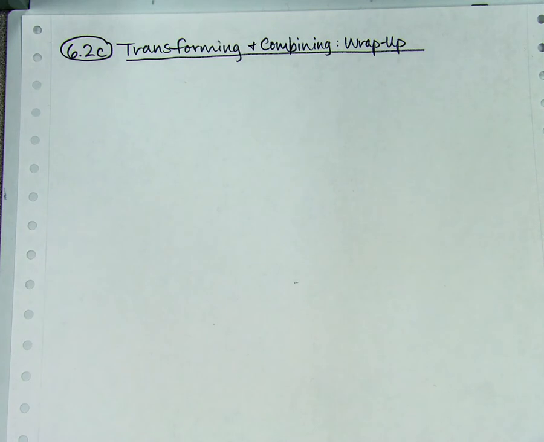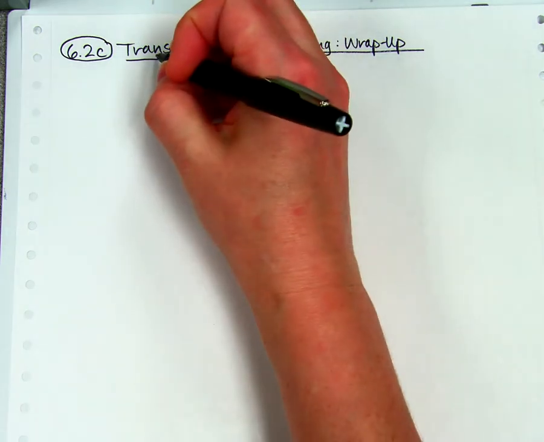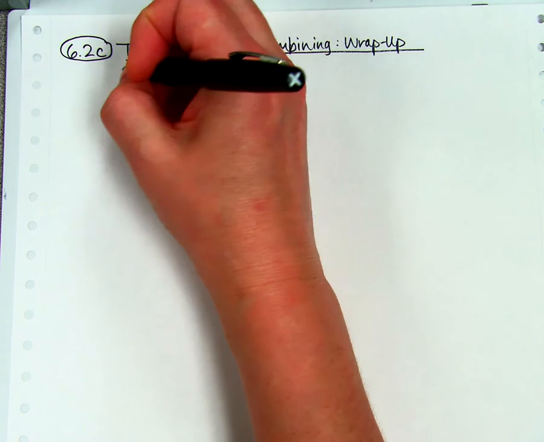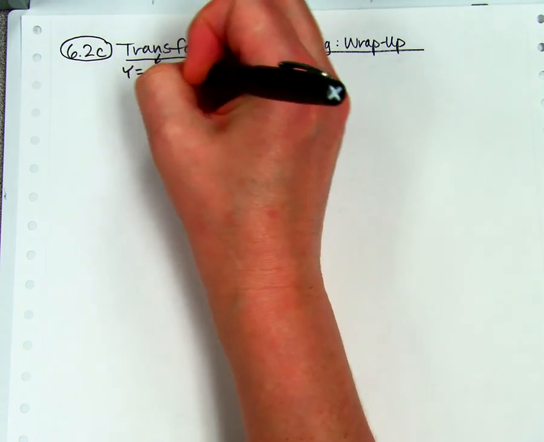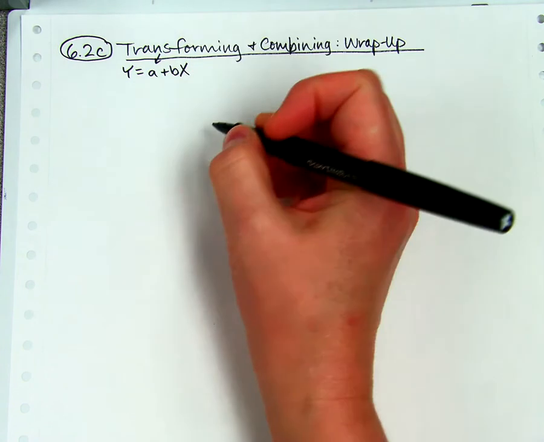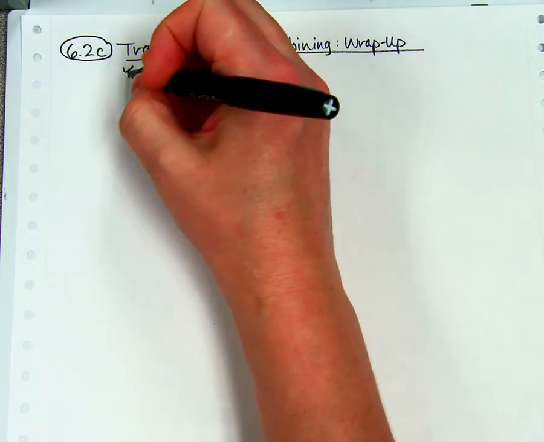All right, so here's the notes on 6.2c, which is also technically the review lesson. You should have already watched the video where we filled in the table, and I want to just remind you that transforming means we are doing a constant multiplied or added or divided or whatever times a random variable to get a new random variable.